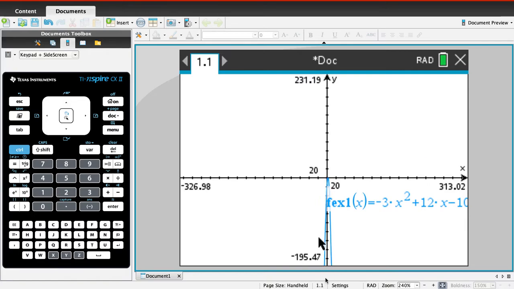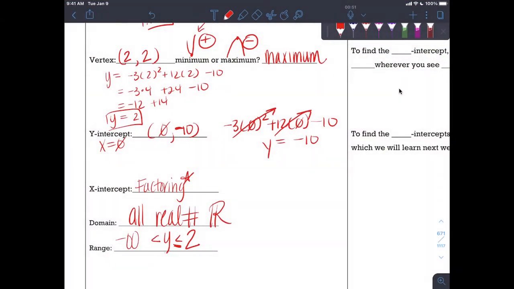So it's going to go way down here from negative infinity, all those negative y values, all the way up to 2, and then nothing. That's why 2 is our cutoff point. It is for our range.